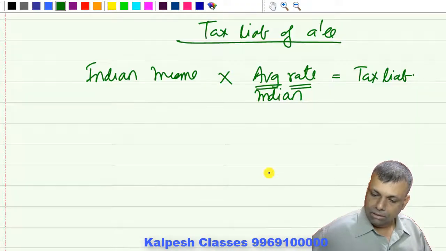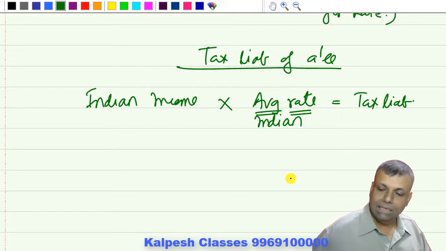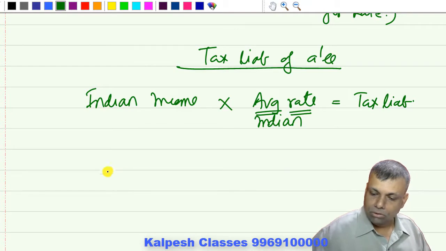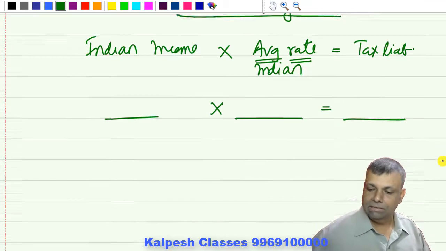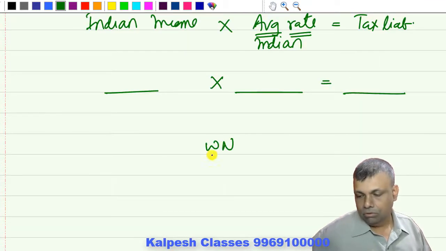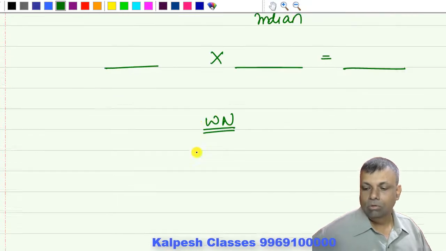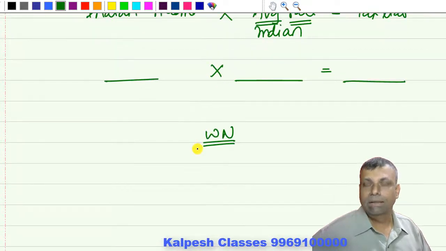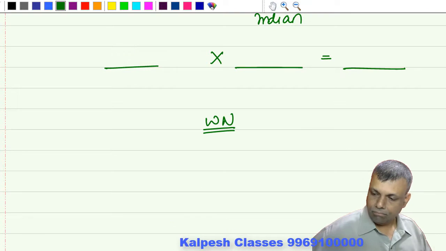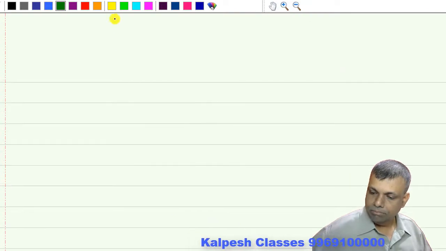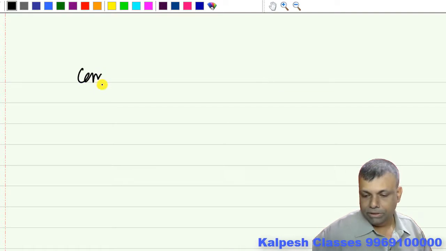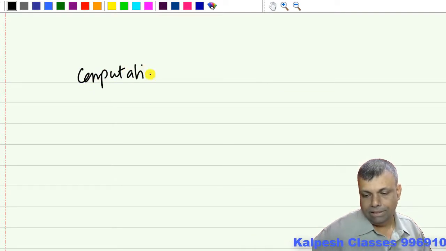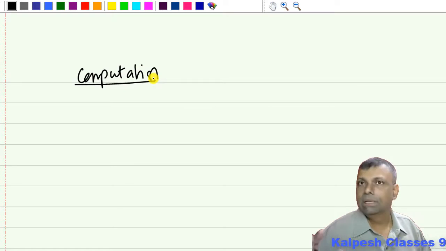Now let's start. This is your actual tax liability calculation: Indian income multiplied by the Indian average rate is equal to the tax liability. This is your ultimately final answer. Now your working note: you are doing all this working note for getting the Indian average rate. So let's start with the computation now, very precisely. There is a little confusion that I will address, but no big deal.